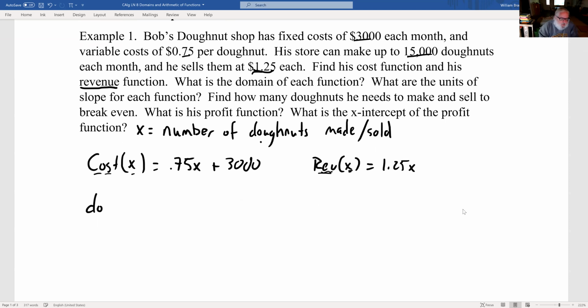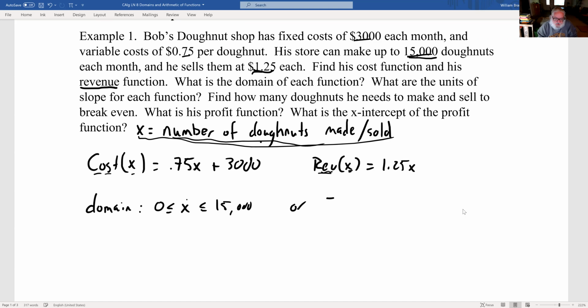Domain is what are the restrictions on X, right? How many donuts can he make, can he sell? So his store can make up to 15,000 donuts. So his domain is going to be 0 less than or equal to X less than or equal to 15,000, right? I'm using X here to stand for number of donuts made, or in interval notation, this. Technically, of course, it's only integers between this. He can make 0 or 1 or 2 or 3 or 4 or 5. But we're going to let that slide and just assume all numbers between 0 and 15,000.